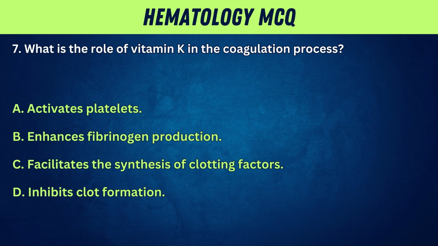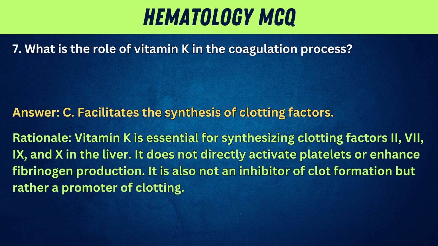7. What is the role of vitamin K in the coagulation process? A. Activates platelets. B. Enhances fibrinogen production. C. Facilitates the synthesis of clotting factors. D. Inhibits clot formation. Answer: C. Facilitates the synthesis of clotting factors. Rationale: vitamin K is essential for synthesizing clotting factors II, VII, IX, and X in the liver. It does not directly activate platelets or enhance fibrinogen production. It is also not an inhibitor of clot formation, but rather a promoter of clotting.